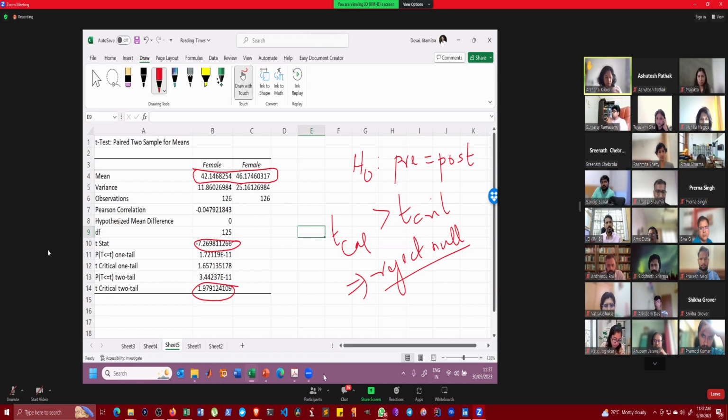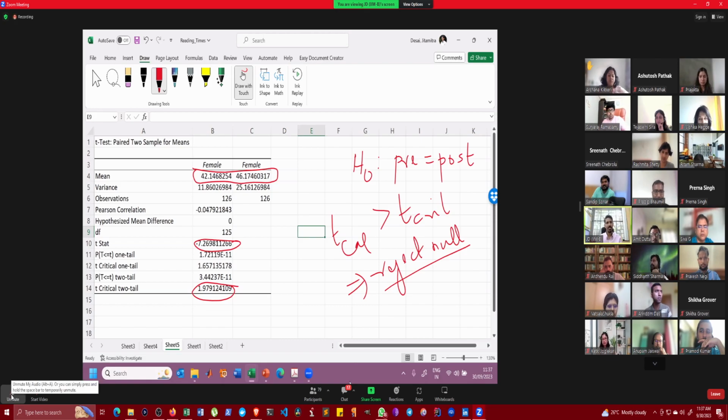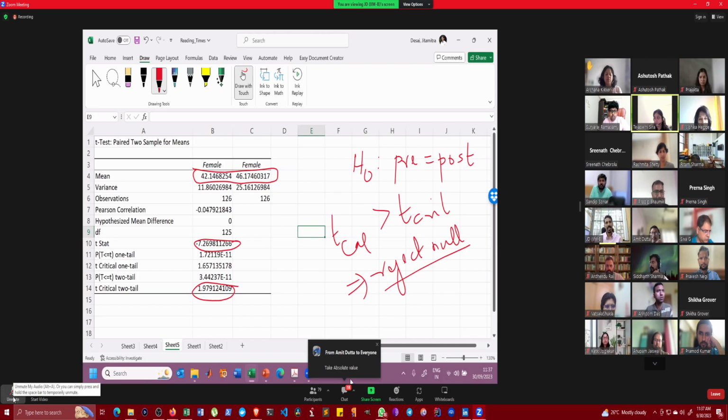Sorry, say that again. No, the hypothesized mean difference is always positive. So whatever is higher, you will select that as variable range 1. Whatever is lower, you will select it as variable range 2. Whatever it is that you want. You'll have to choose your variable ranges depending on the hypothesized mean difference that you want. But the hypothesized mean difference has to be positive in Excel.